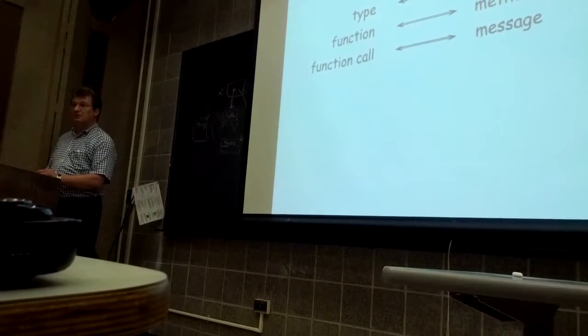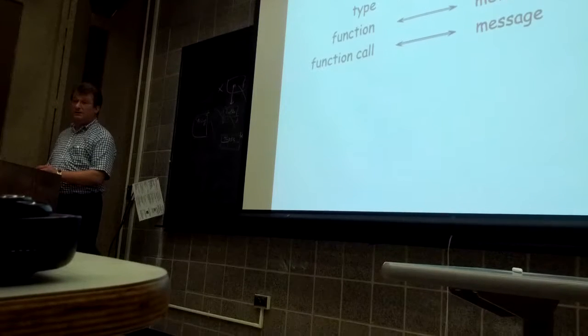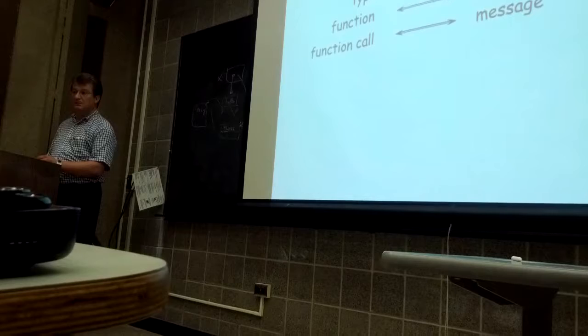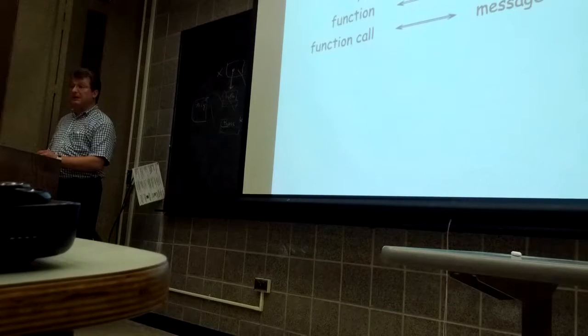A function needs to return something, but a method may or may not return. A method belongs to the class. Yes, so a method is associated with the class. What does that mean?